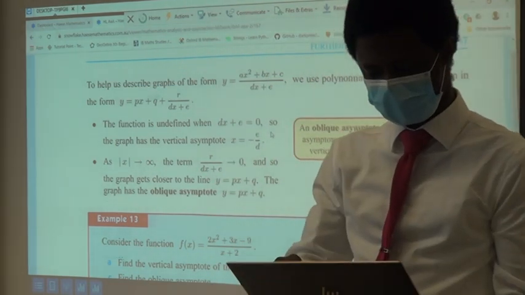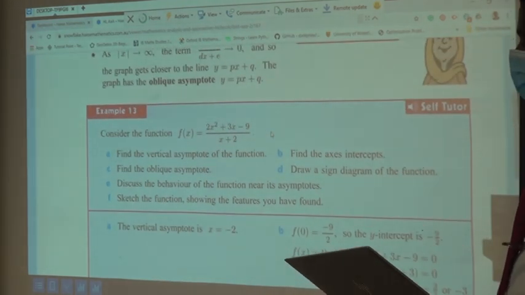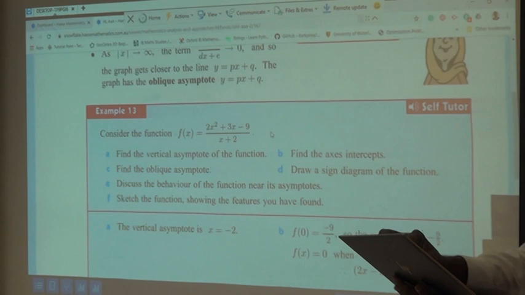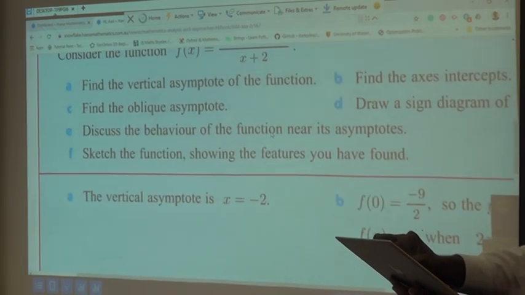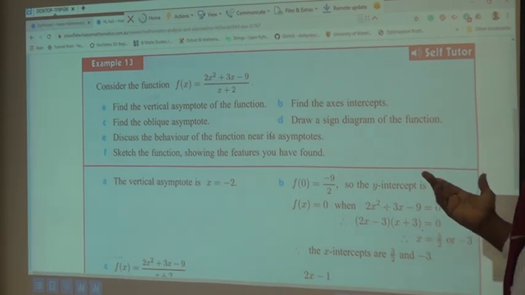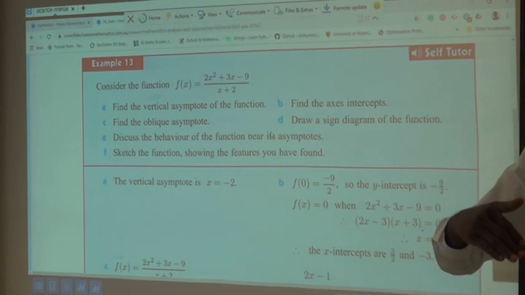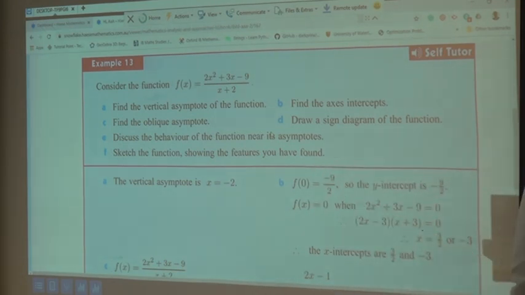So let's go through this example quickly. We have this function. Find the vertical asymptote. I think that is easy. Vertical asymptote is just x is equal to 2. Find the axis intercepts. Of course, when x is equal to 0, what y is gives you the y-intercept. When y is equal to 0, what x is gives the x-intercept.